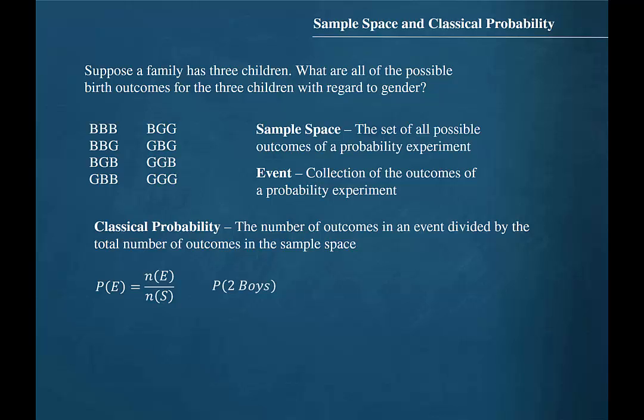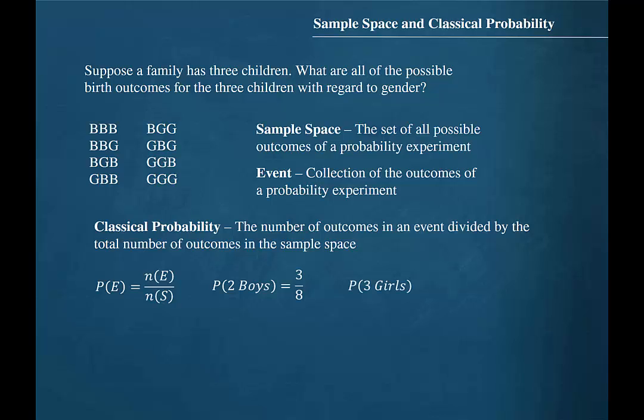So let's find the probability that the family with 3 children would have exactly 2 boys. There are 3 total outcomes with 2 boys and 8 outcomes in the sample space. So that probability would be 3/8.